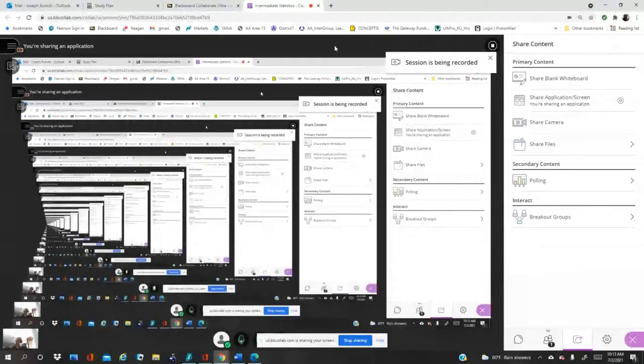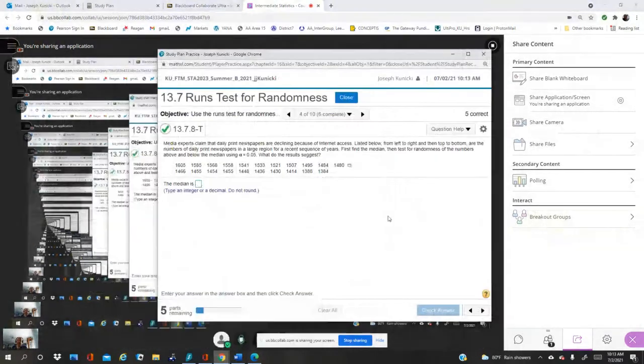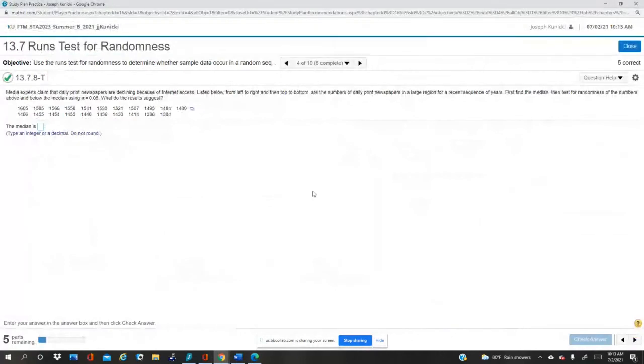Okay, we're going to try problem 13.7.8. Just right here. There's 21 listed for the sequence of years, so 21 years in a row. First, find the median. All right, so how do we do that? Well, the easiest way is to just open in StatCrunch.